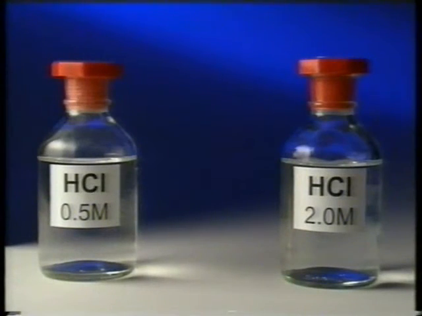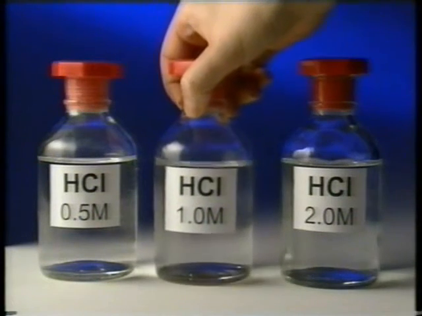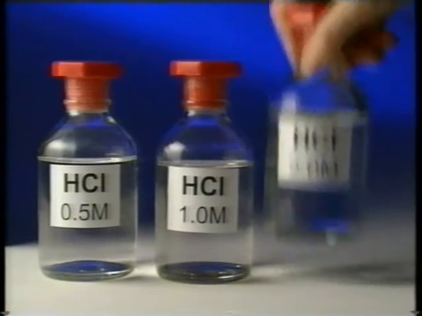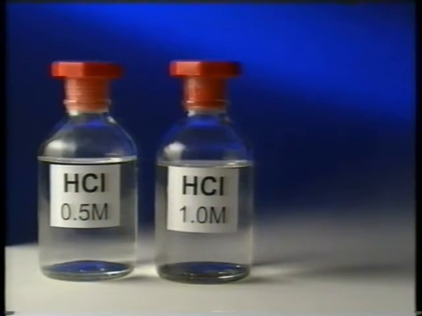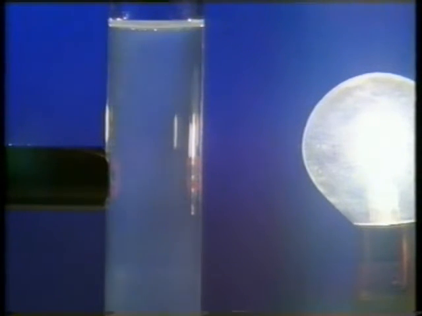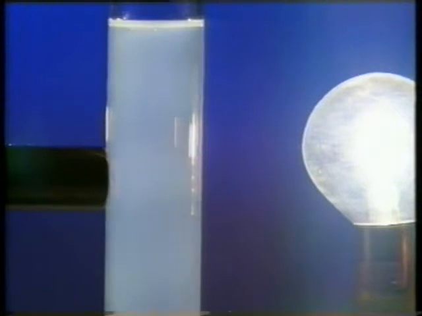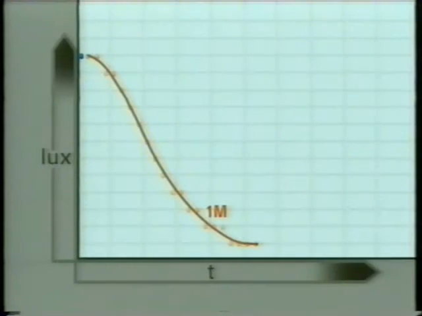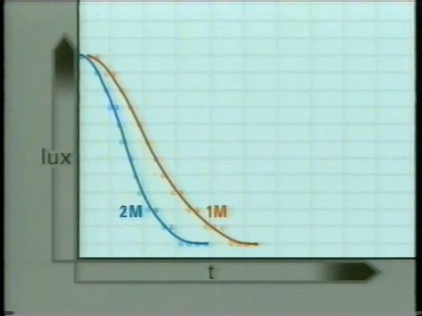The concentration of the acid was 1 molar. So what do you think will happen if it's increased to 2 molar? Once again, the data is collected and a graph of light passing through the solution is plotted against time. It's still a curve, but this time the curve is steeper. The sulfur has been produced more rapidly. The rate of the reaction has increased.